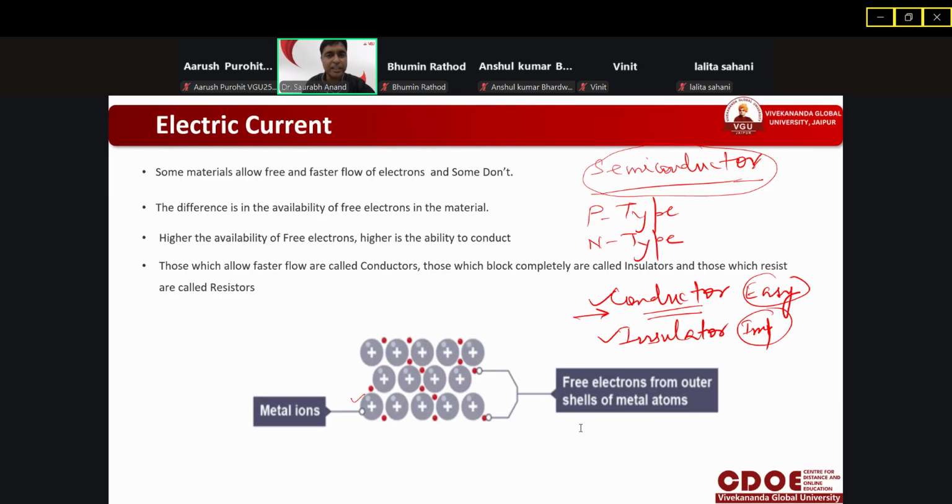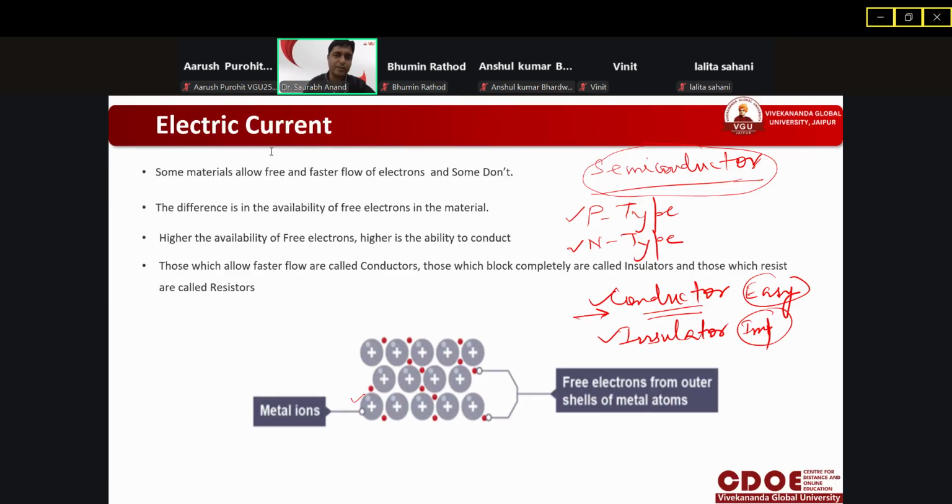Right, it is not that flow cannot happen at all, and it is also not that it is very easy. But we have to flow the current, so a little bit of external force is required there. So there are two types, p type and n type semiconductor. But it is not directly the types of semiconductor. The types of semiconductor are pure semiconductor and impure semiconductor.